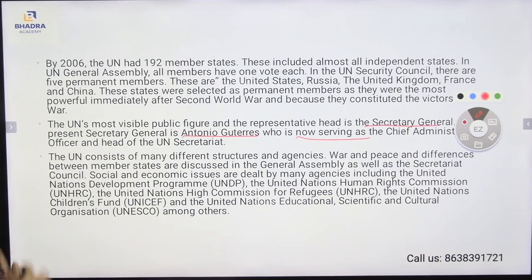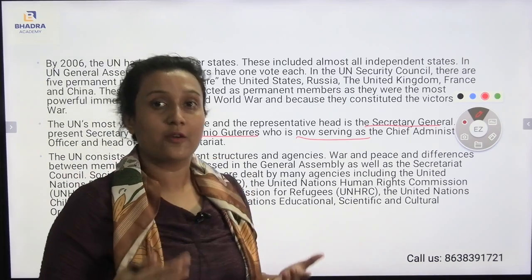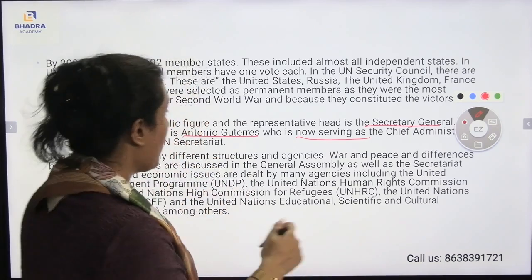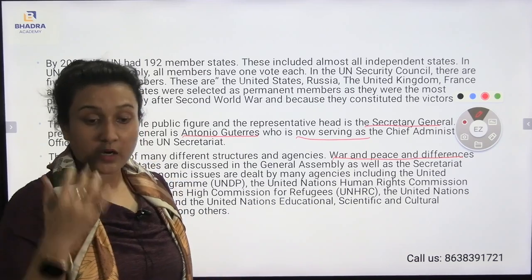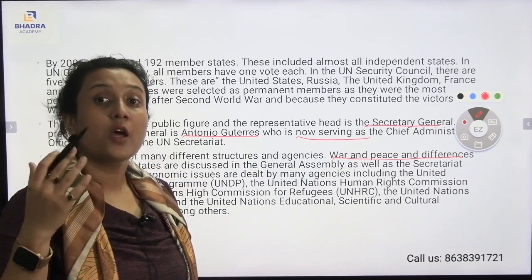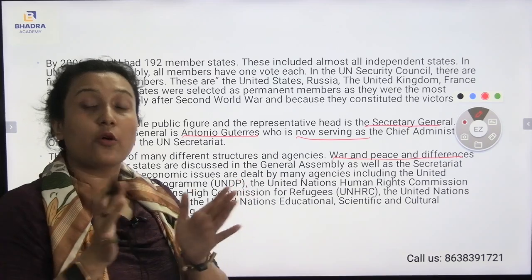Social and economic issues are dealt with by many agencies, including the United Nations Development Programme, the United Nations Human Rights Commission, the United Nations High Commission for Refugees, the United Nations Children's Fund, and the United Nations Educational, Scientific and Cultural Organization, among others. The UN consists of many organizations and structures. War, peace and differences are handled by the United Nations itself, which means they are maintained by the United Nations itself. And there are also other organizations which work like the United Nations.